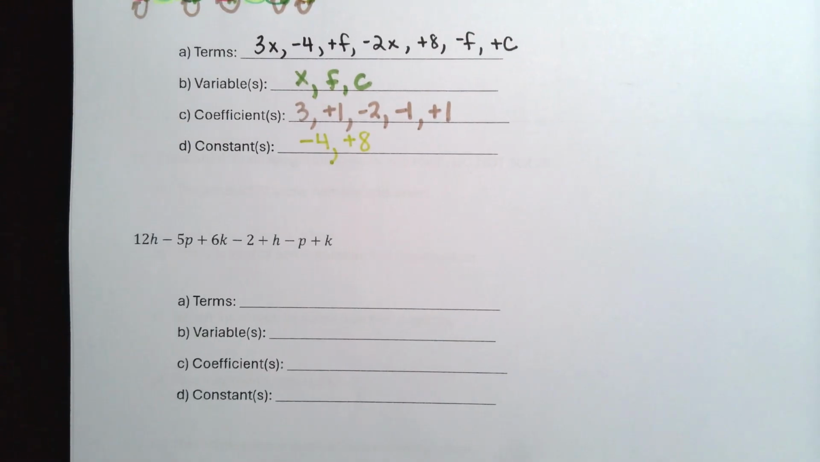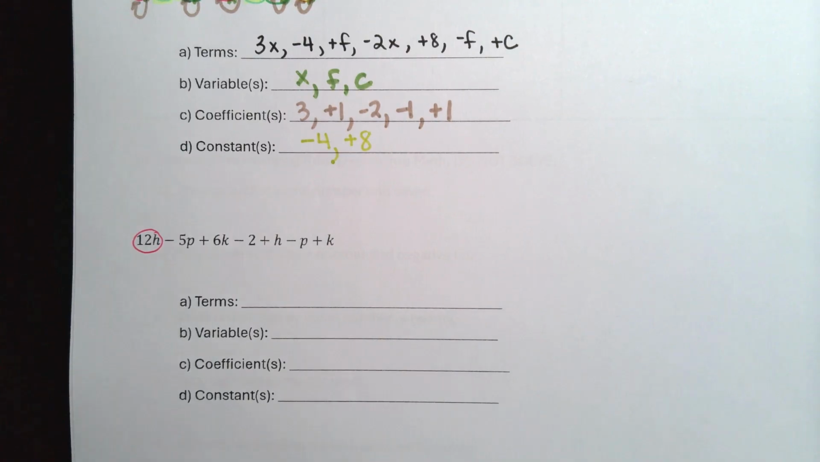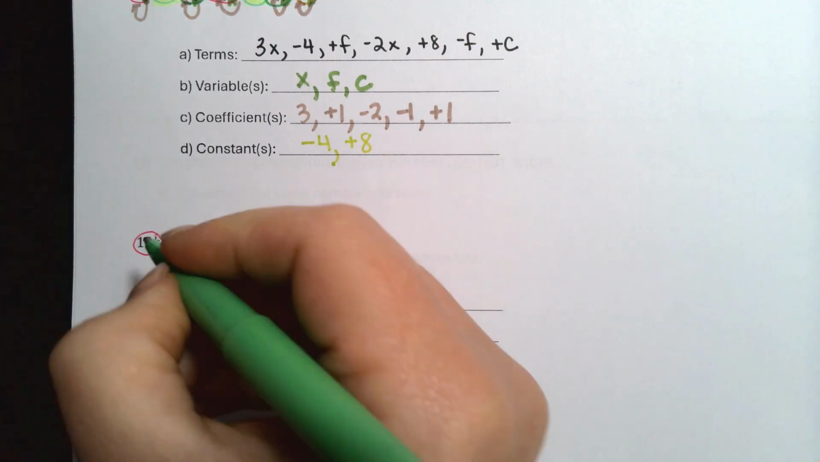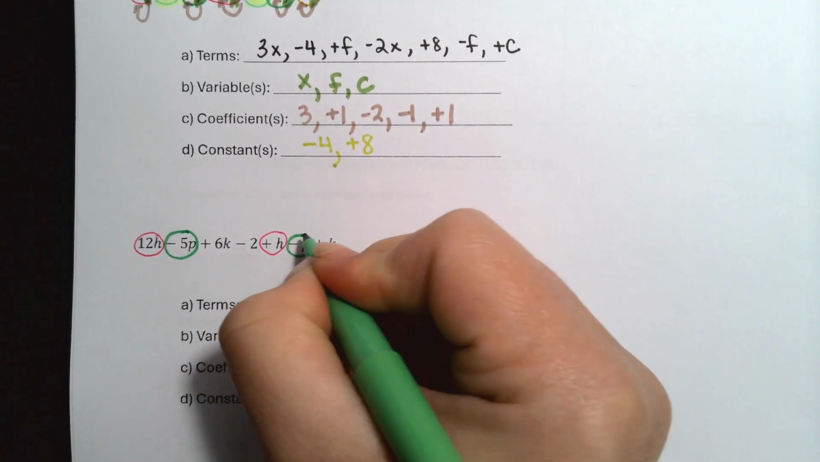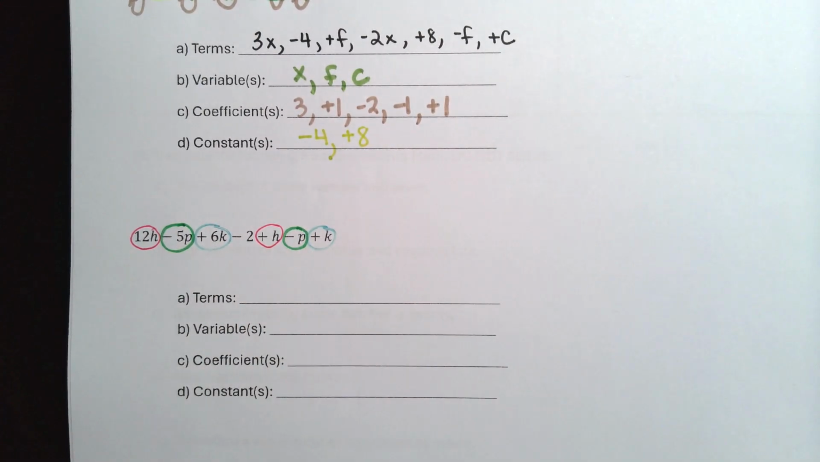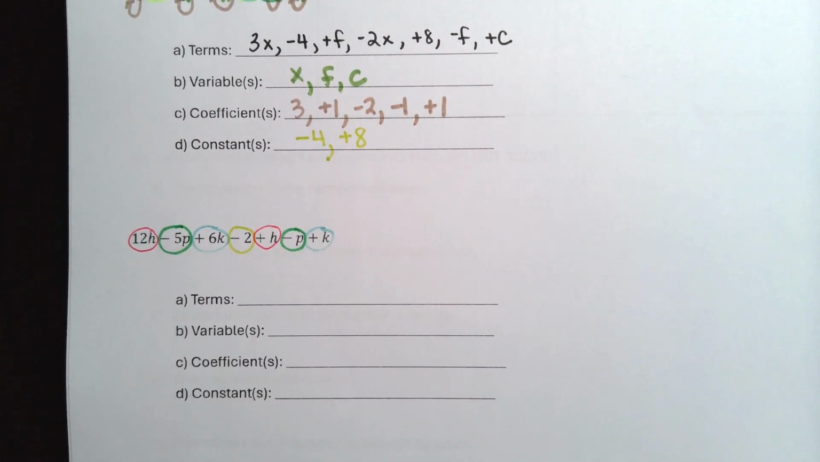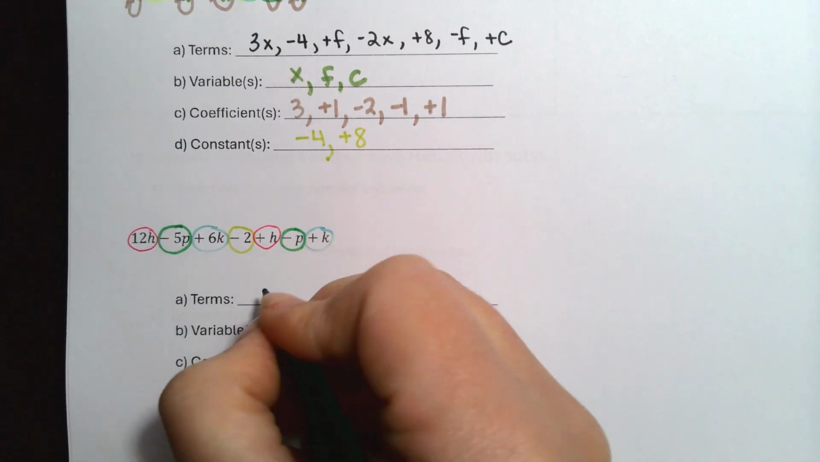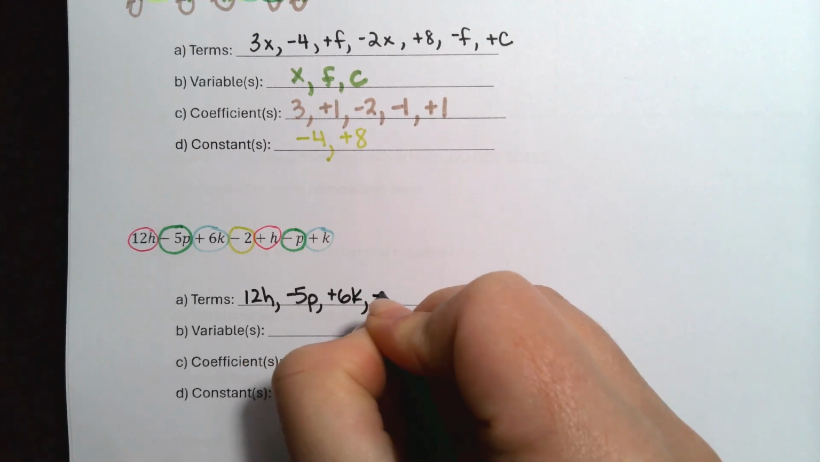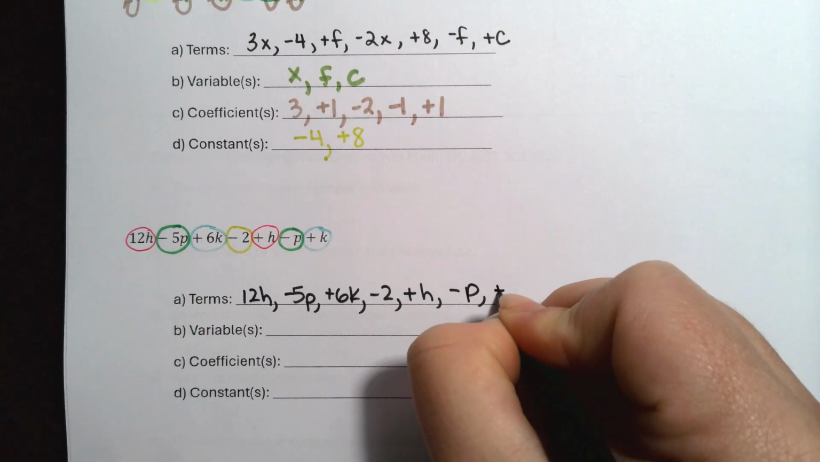Okay, let's do it again. We have our terms. Again, everything that you circle in a separate bubble is going to be a term. So we got 12 H's, 1 H, -5 P's, a -P, +6 K's, a +K, and a -2. To write your terms, you just copy everything down, but make sure you have commas: 12 H's, comma, -5 P's, comma, +6 K, comma, -2, comma, +H, comma, just kidding, -P, comma, +K.